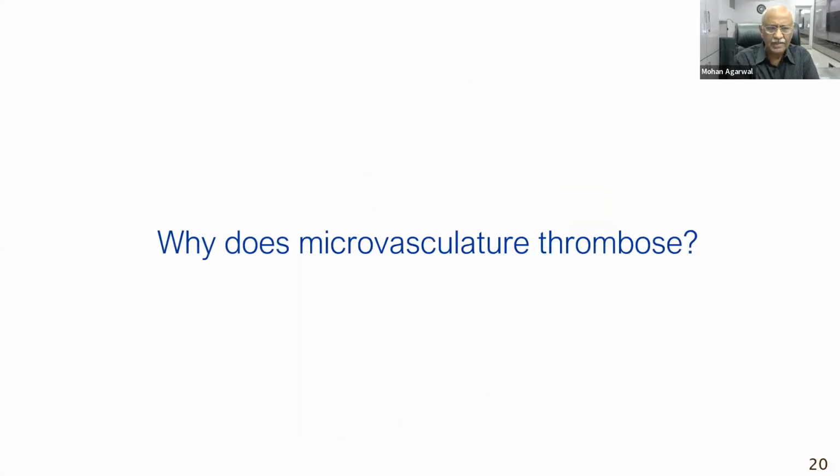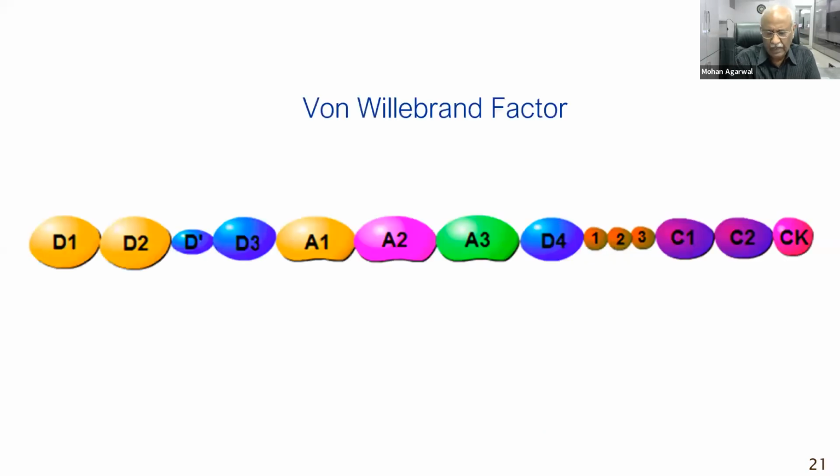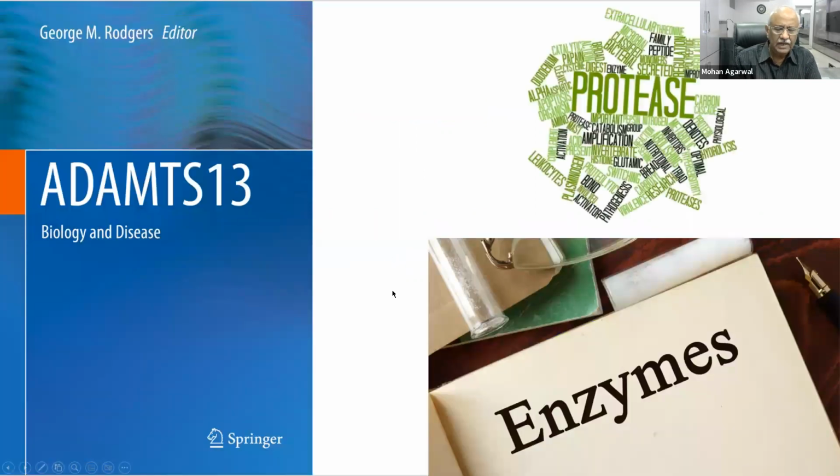The next question to answer is, why does the microvasculature thrombose? For that, you will have to understand certain basic components of the blood. The first thing to understand is the von Willebrand factor. And you all know that there is a clotting factor called VWF, and that's the structure of it. And I want you to concentrate on this violet part of this structure called A2. The second substance that you have to understand is an enzyme. It's a protease enzyme. It's called ADAMTS13.